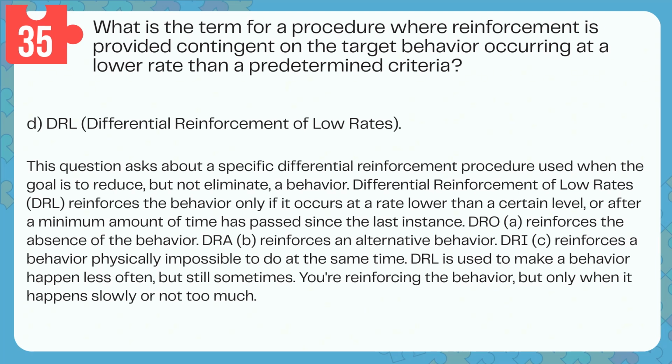DRO, A, reinforces the absence of the behavior. DRA, B, reinforces an alternative behavior. DRI, C, reinforces an incompatible behavior. DRL is used to make a behavior happen less often, but still sometimes. You're reinforcing the behavior, but only when it happens slowly or not too much.